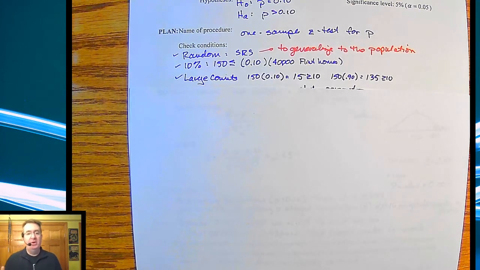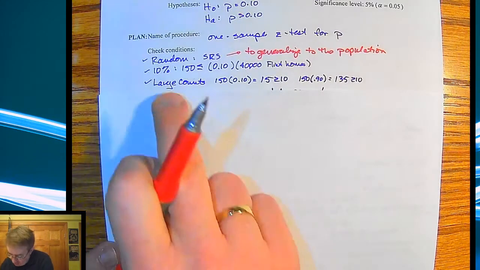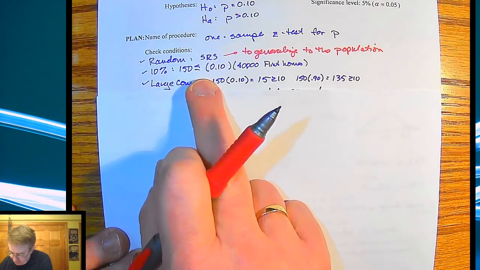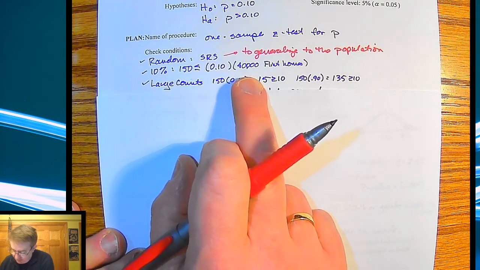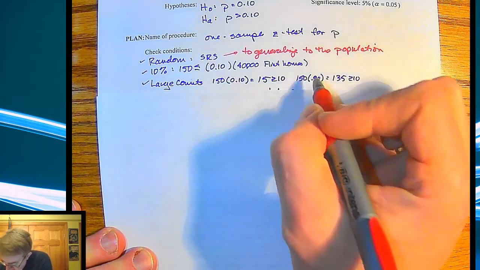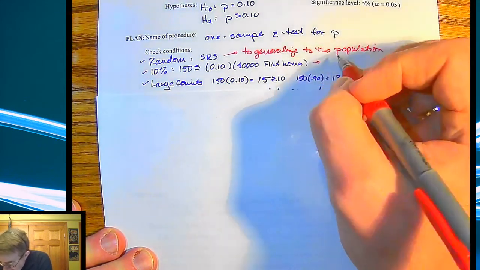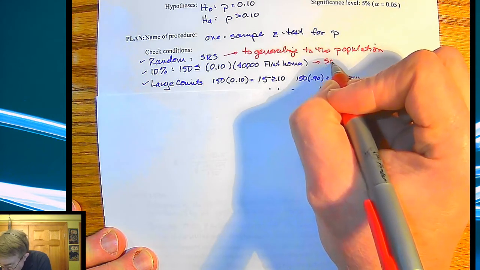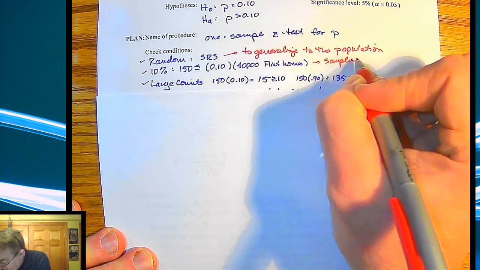And here, we don't necessarily want to test all 40,000 homes, though I'm sure the people of Flint would be fine with it. We don't need to test all 40,000 homes. We want to make sure that whatever we take can be generalized to all 40,000 homes. Over here, the 10% rule, 150 is definitely less than 10% of our 40,000 Flint homes. So that means, remember, it's our independence. So sampling without replacement is okay.